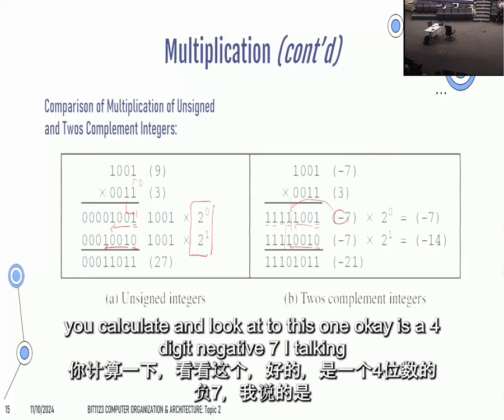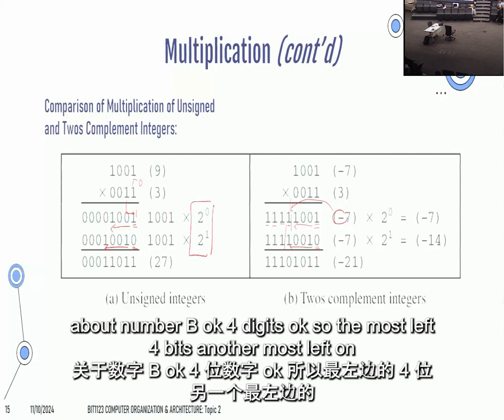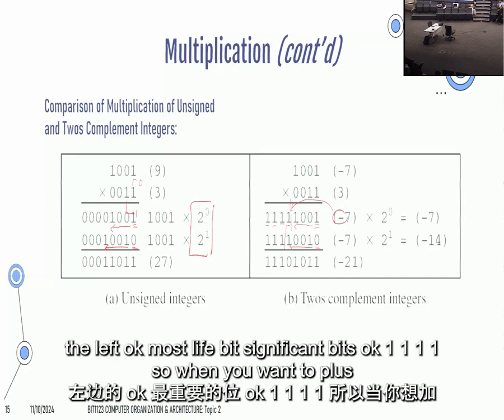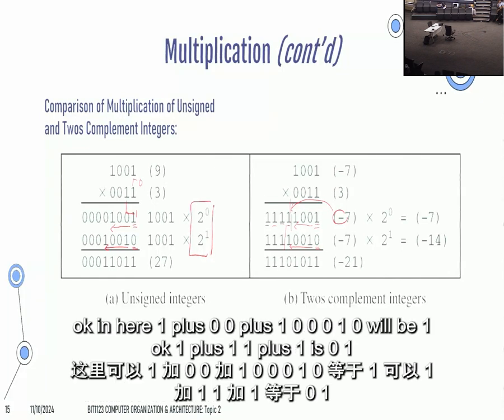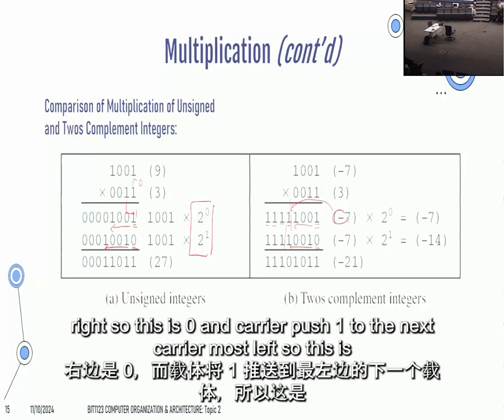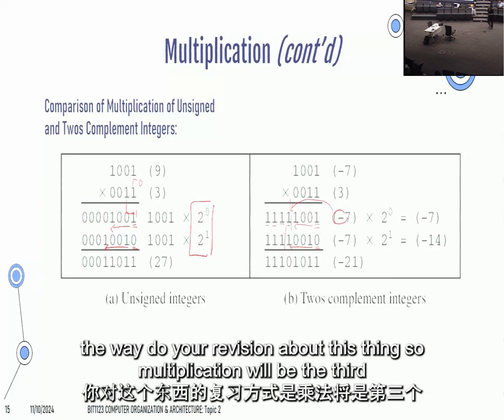And look at this one, a 4-digit negative 7. I'm talking about number B. The 4 most left bits are 1, 1, 1, 1. So when you want to add, 1 plus 0, 0 plus 1, 0, 0, 0. 1, 0 will be 1. 1 plus 1 is 1, 0, right? So this is 0, and carry, push 1 to the next column on the left. So this is the way. Do your revision about this thing.